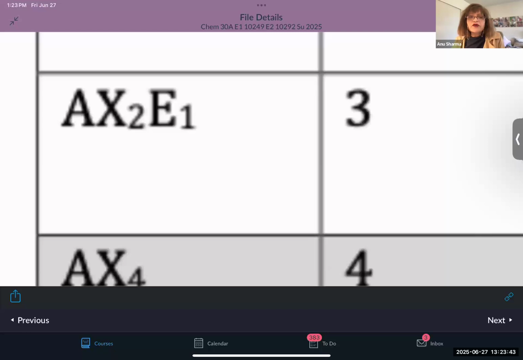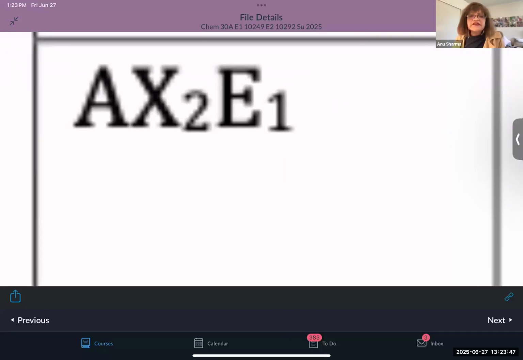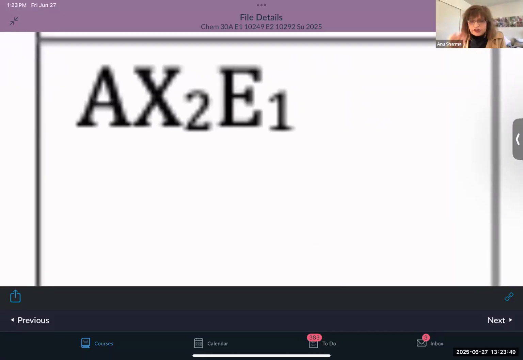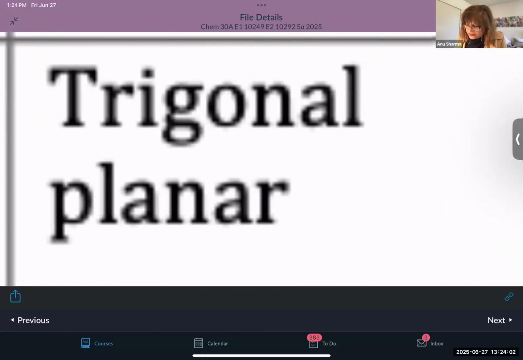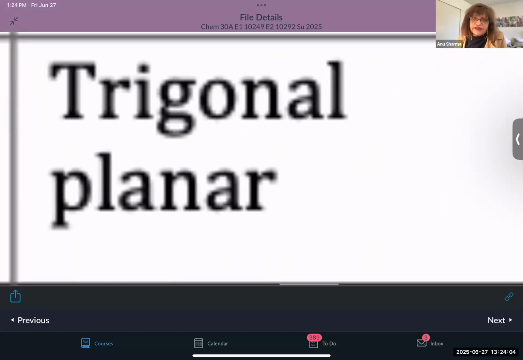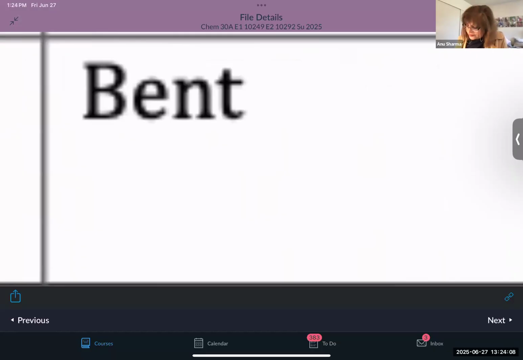AX2E1. Some of you have not seen this type of terminology. If you're able to figure it out on your own, it's fine, whatever method you learned. But this is one method of identifying the shape, the fastest, quickest way of doing it, AX2E1. You come here and then you see this. The electron group geometry is trigonal planar, but the molecular geometry is bent.